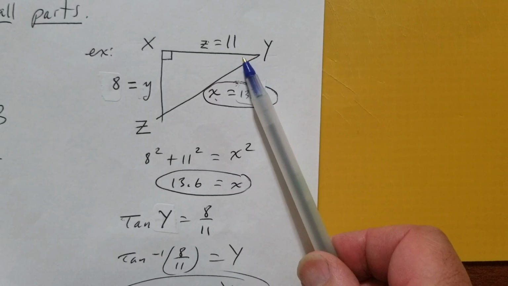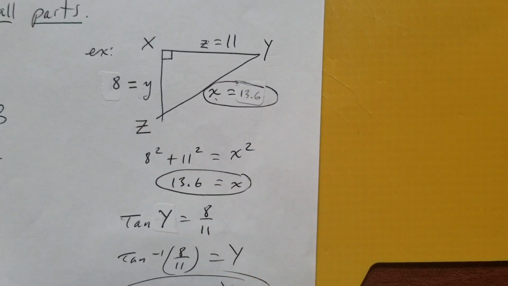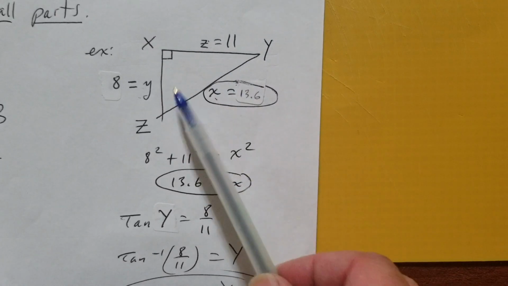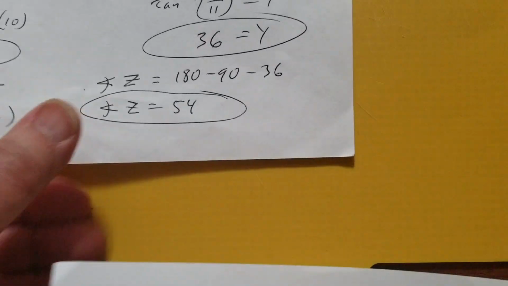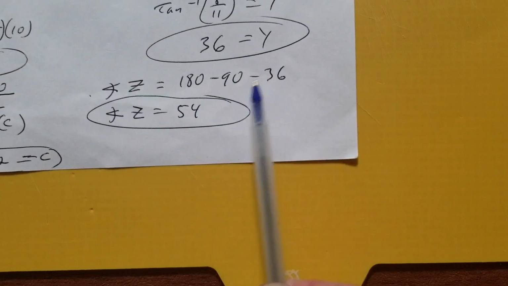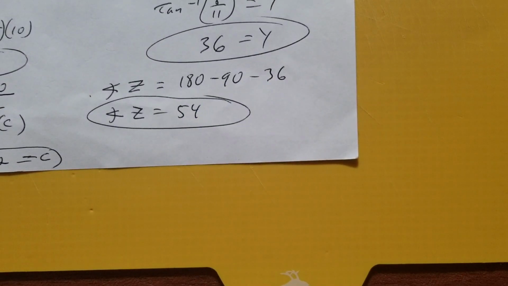Now that you know this is 36, now you could use trig, but why bother? You can use the 180 rule, 90 and 36, and what makes 180? I do it backwards. 180 minus the two angles you know leaves you with the unknown angle. There you go.